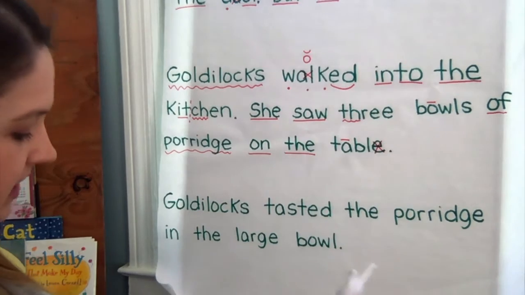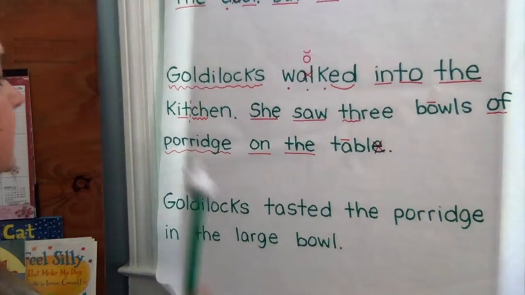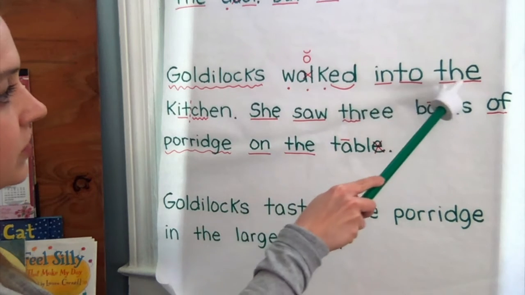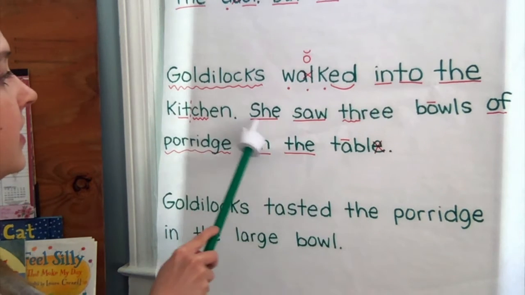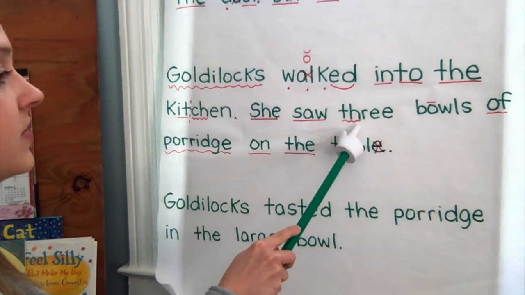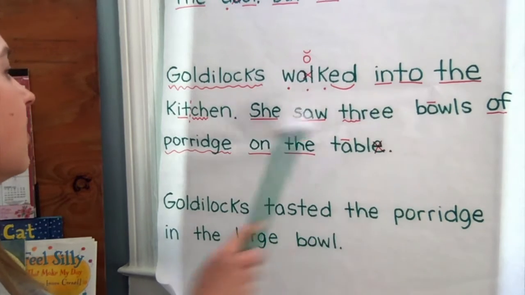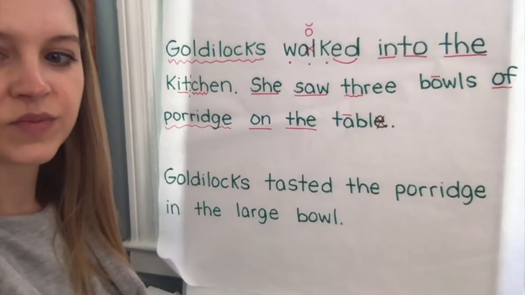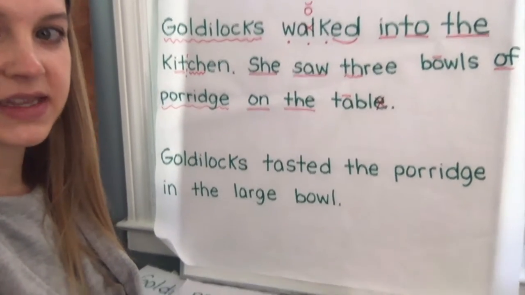And let's try it together with a strong teacher voice. Goldilocks walked into the kitchen. She saw 3 bowls of porridge on the table. All right, let's take a look at the last line together.